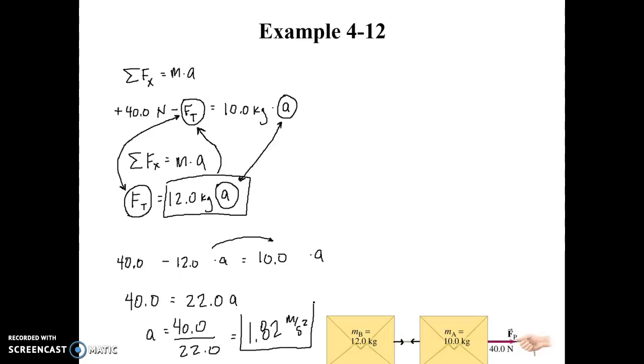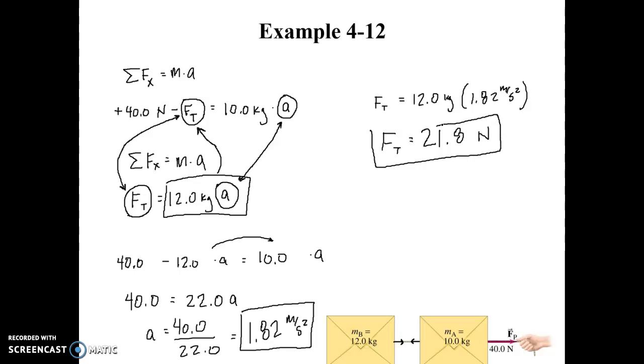So that is the acceleration. The boxes are connected to each other. They're both going to accelerate to the right at the same rate, and their acceleration will be 1.82 meters per second squared. Now the problem statement also asked us to determine what is the tension in the rope. Well, this equation right here says F sub t is equal to 12.0 kilograms times the acceleration, which is 1.82 meters per second squared. So the tension force is equal to 21.8 newtons. So that's the tension in the rope connecting the two boxes.